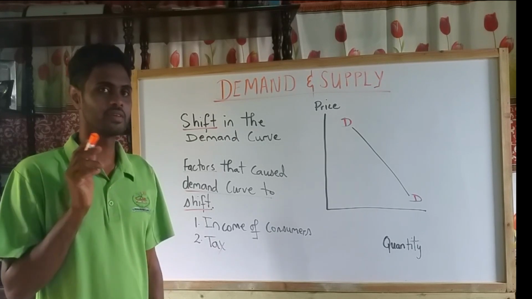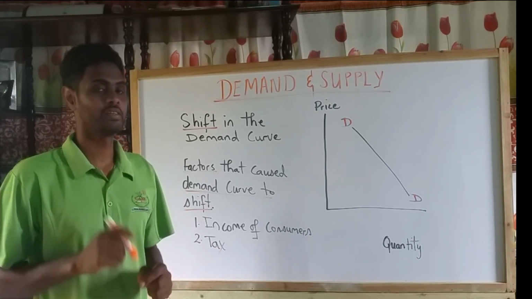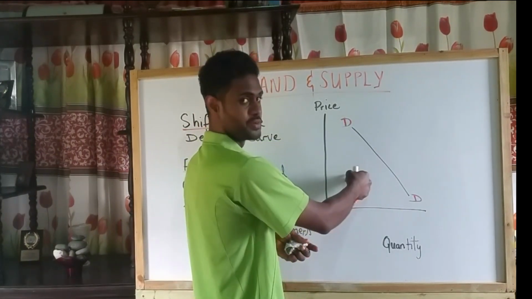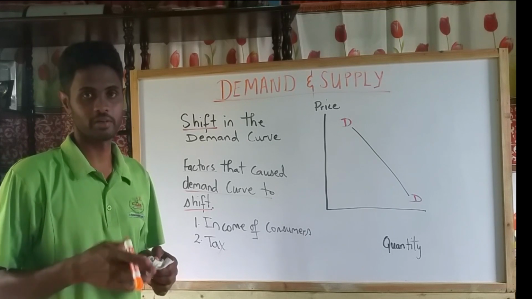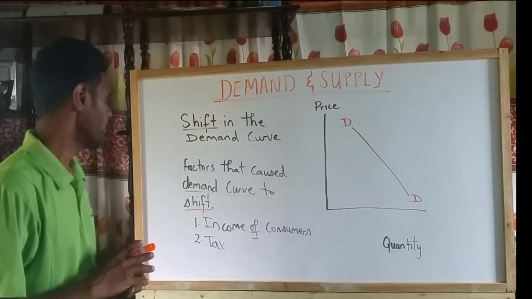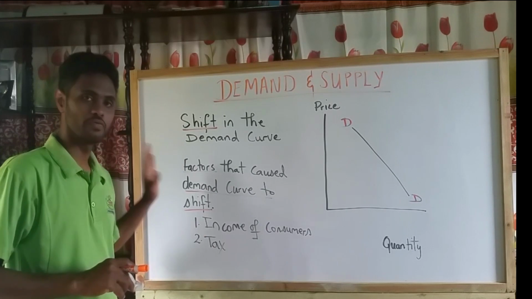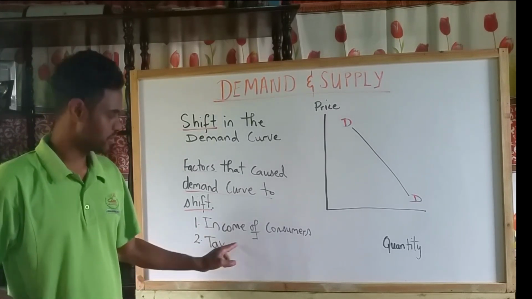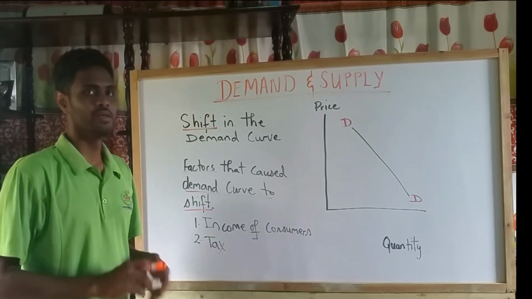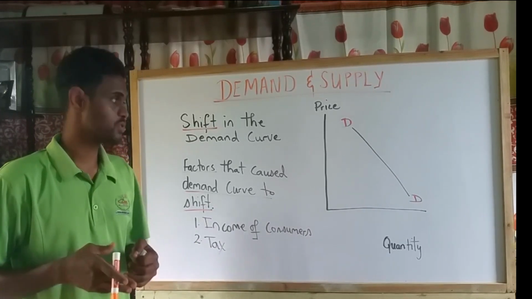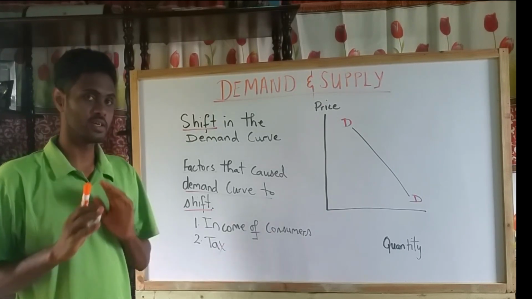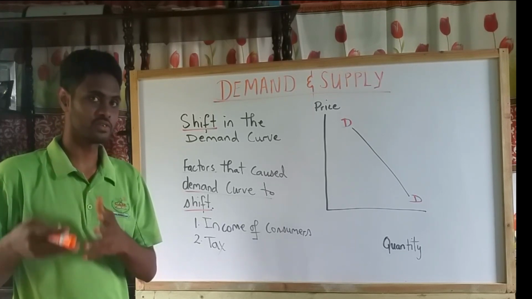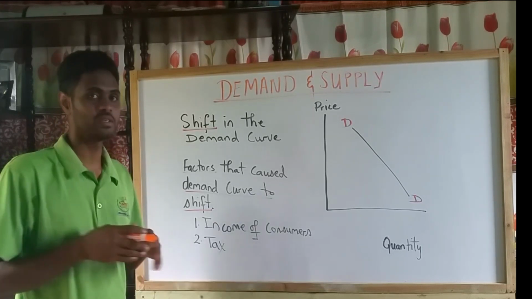Okay, the demand curve can actually shift. It can move to the right or it can shift to the left. What can cause the demand curve to shift to the left or to the right? Now, we'll look at two factors that can actually cause the demand curve to shift. One, you have the income of consumers, and two, tax. So when you're looking at the shift of the actual demand curve, you would not use price. Say price is fixed for the goods, so price would not change. What can cause demand to change other than price? That is what it is basically saying.